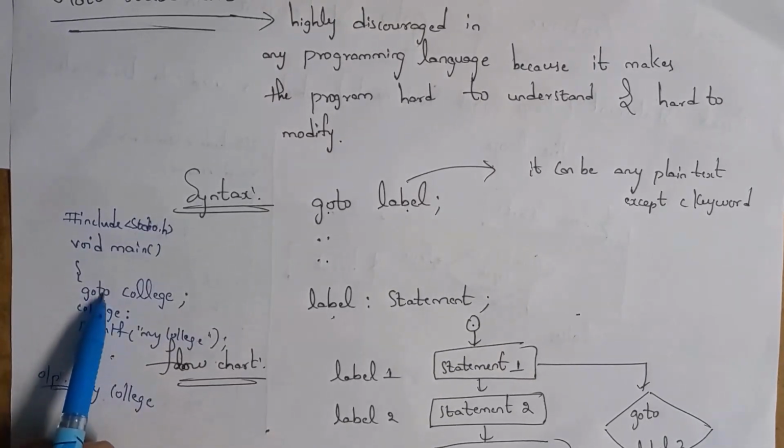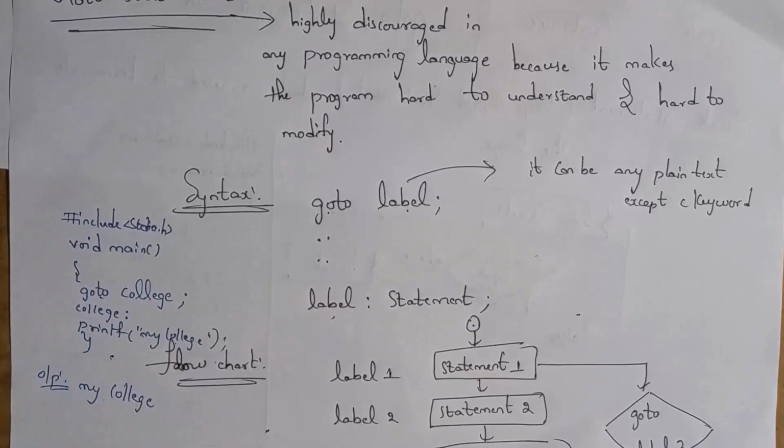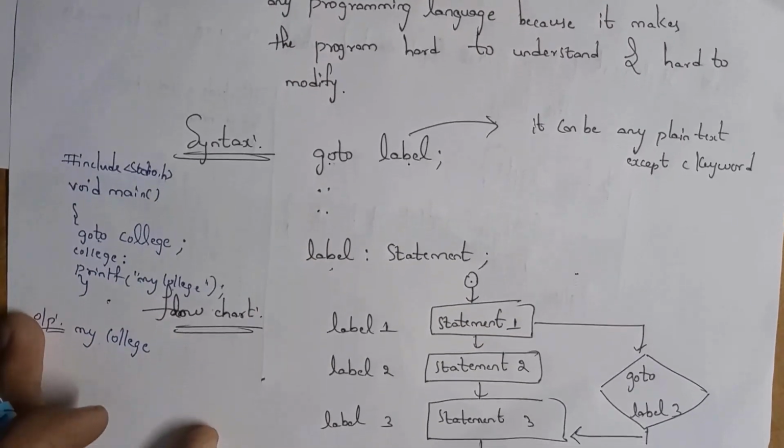Here at first I wrote goto, and I gave label as college. So this college contains statement, that is my college. So by writing this program, I will get output as my college. This is flowchart for goto statement.